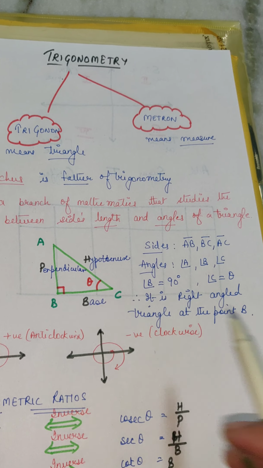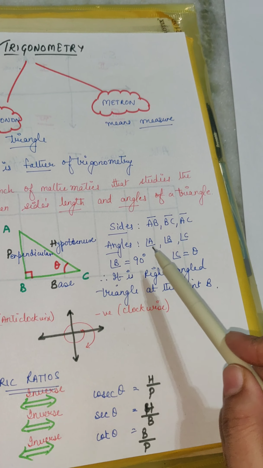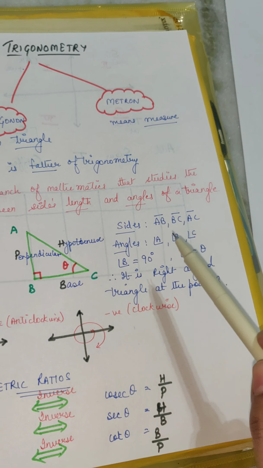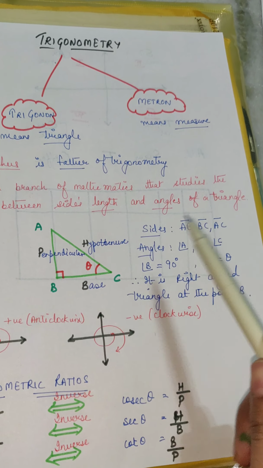We have three sides. I have named them AB, BC and AC. Three angles: angle A, angle B, angle C. Angle B I have taken as 90 degrees. Angle C I have taken as any angle theta.